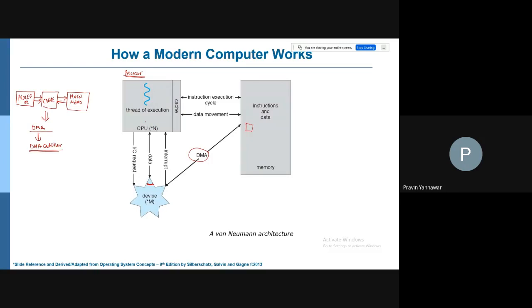So this is the mechanism. This will enhance the performance of the system. It is better than cache, right? So it is improved performance, and nowadays all your systems are using DMA, direct memory access.